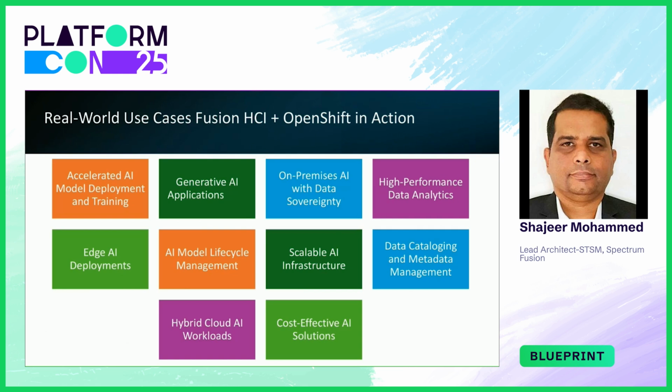The combination of Fusion HCI and OpenShift enables accelerated AI model deployment and training, helping organizations bring AI innovations to production faster. It supports generative AI applications that require high compute power and low latency. For organizations concerned about data sovereignty, on premise AI deployment ensures compliance while maintaining performance.